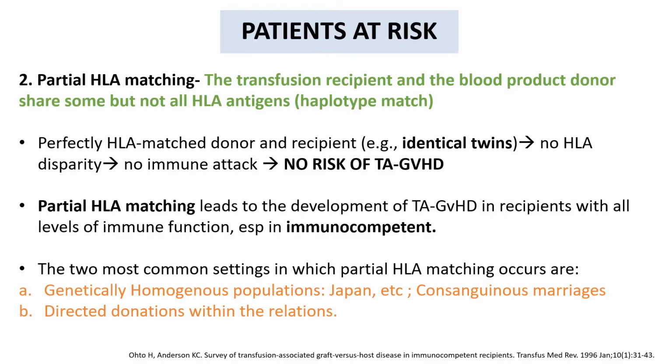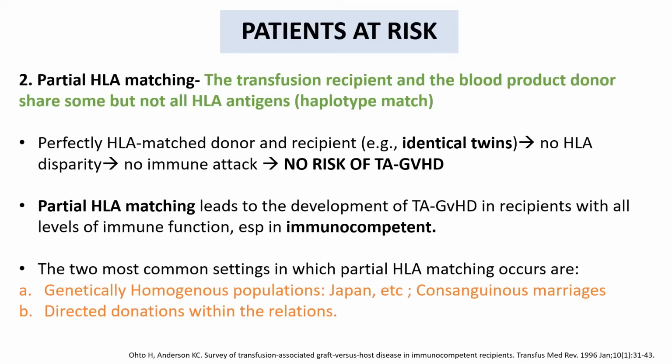Another group of patients at risk are those who have a partial HLA matching between the transfusion recipient and the blood donor. A perfectly matched HLA donor and recipient, for example, in case of identical twins, have no HLA disparity and no immune attack will be mounted by the recipient or the donor, and hence no risk of TA-GVHD. However, partial HLA matching, which leads to sharing of some HLA antigens, can lead to development of TA-GVHD in recipients with all levels of immune function, especially so in the immunocompetent.